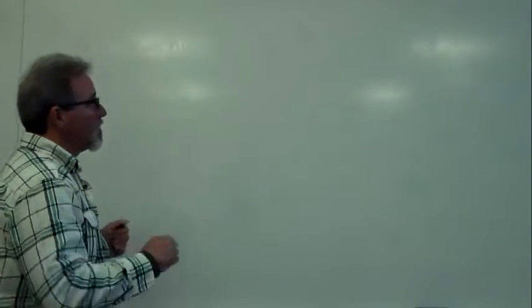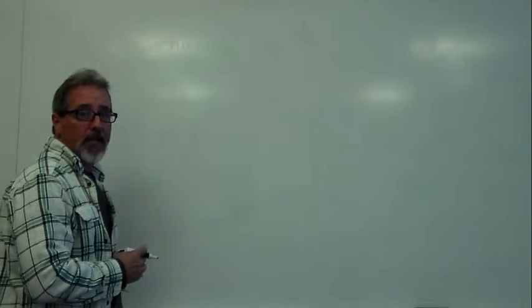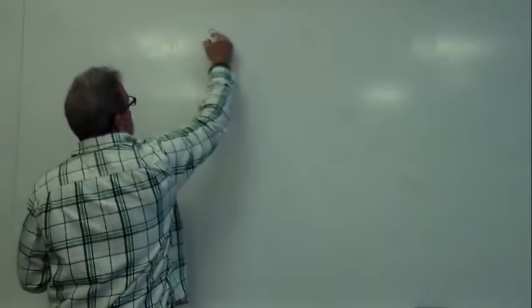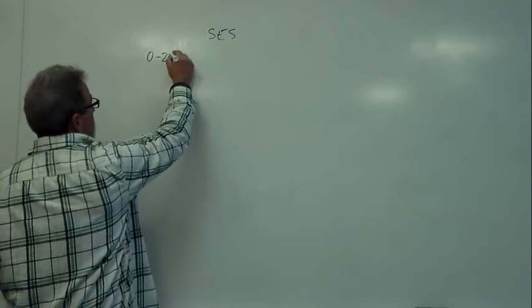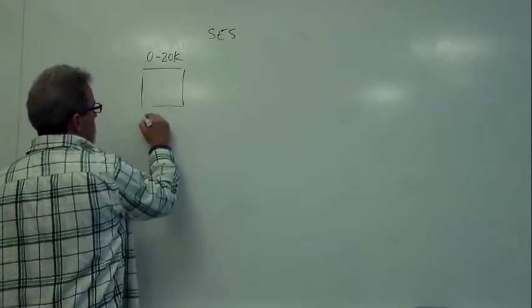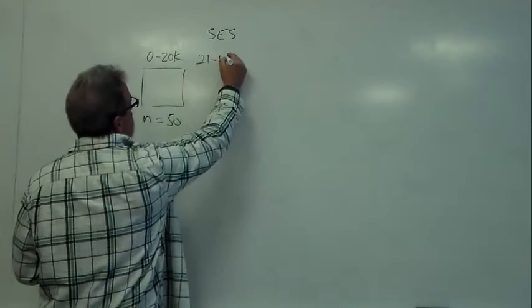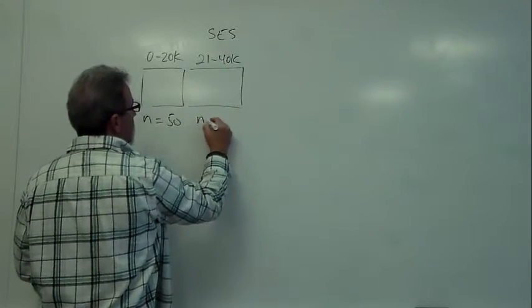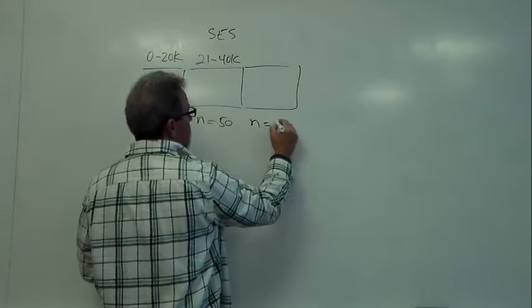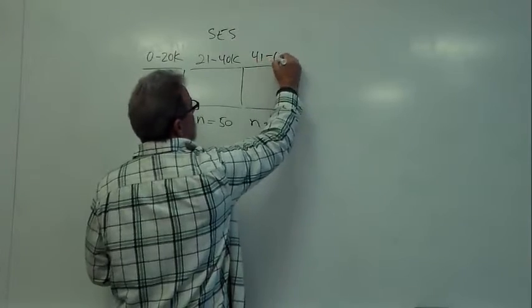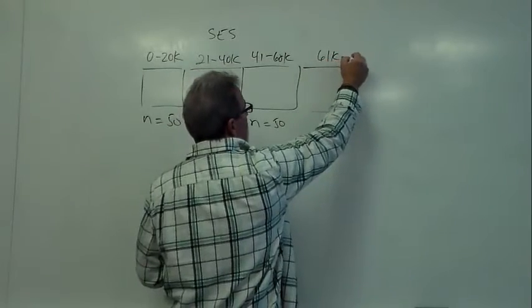Here's the first way. Our experiment is on spanking and socioeconomic status. So we have SES right here, socioeconomic status, how much money people make. We have 50 people that make less than $20,000 a year. We have 21 to 40K, another 50 that make that much money. We have another 50 that make 41 to 60K, and we have a last group that makes 61K and above.